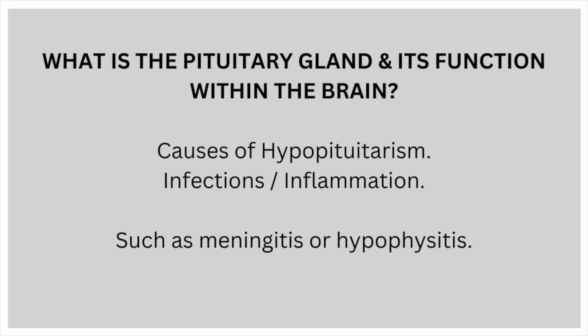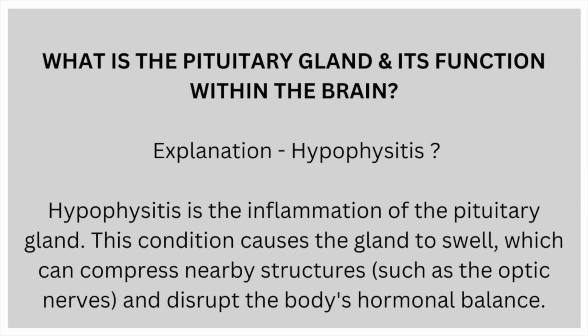Infections and inflammation, these being meningitis or hypophysitis. Check out that for a word. Quick explanation, hypophysitis. Hypophysitis is an inflammation of the pituitary gland. This condition causes the gland to swell, which can compress nearby structures such as the optic nerves and disrupt the body's hormonal balance.